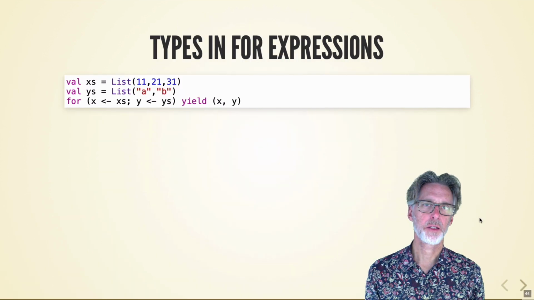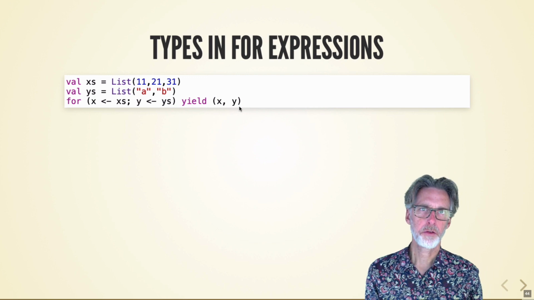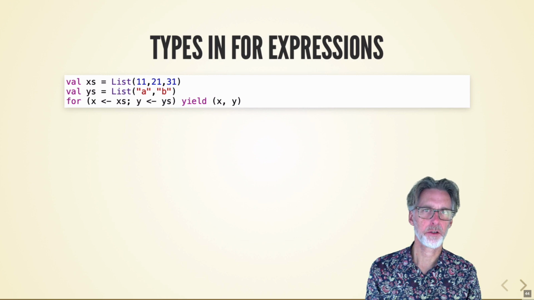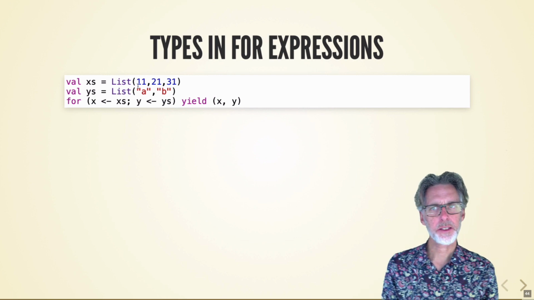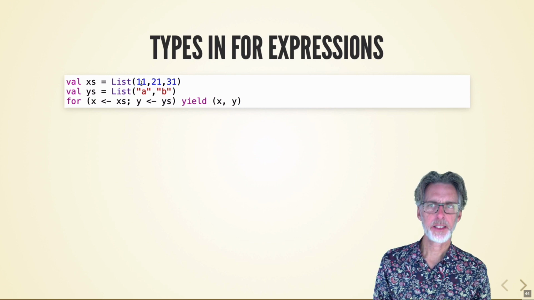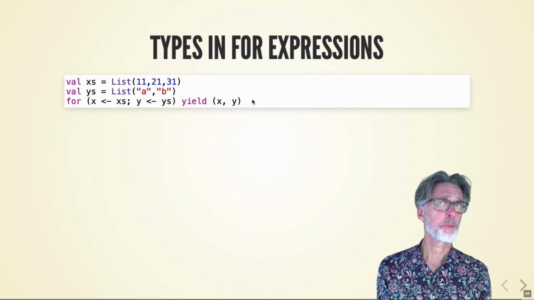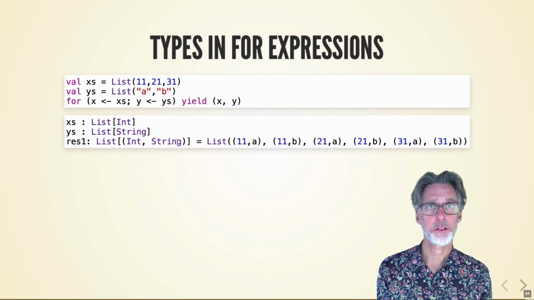It's worth thinking about the types that are used in a for expression. To do this, let's drill in on one for expression and just look at how Scala handles types in this expression. So here we have 2 lists. One contains integers, the other contains strings, and then my for loop is going to produce pairs. So the types we get in Scala look like this. We have a list of ints, a list of strings, and a list of pairs.